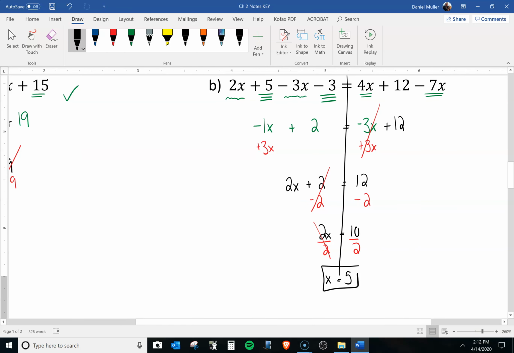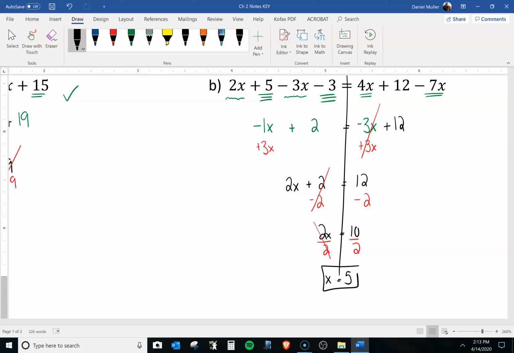Step number 1, combine like terms. On the right side, a 4 and a negative 7 were alike, so I made that a negative 3x. On the left, I had a couple things that were alike. The 5 minus 3 was 2, and the 2x minus 3x was a negative 1x. So step number 1 was combining like terms.